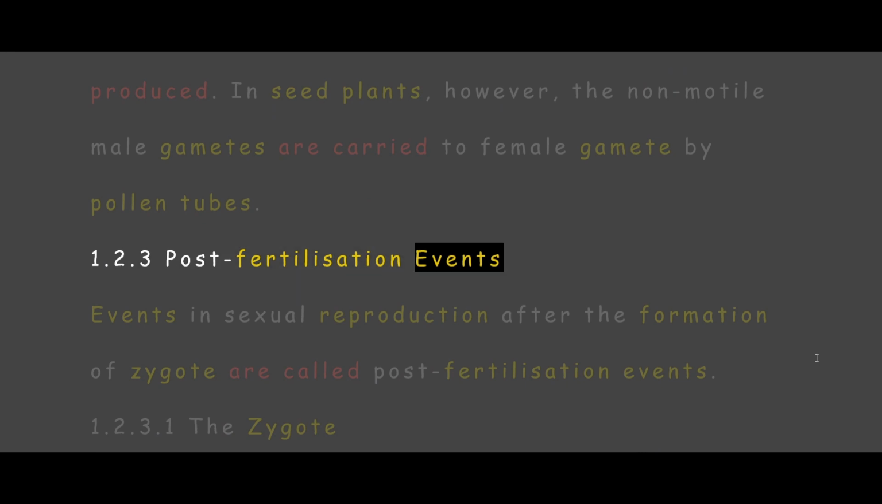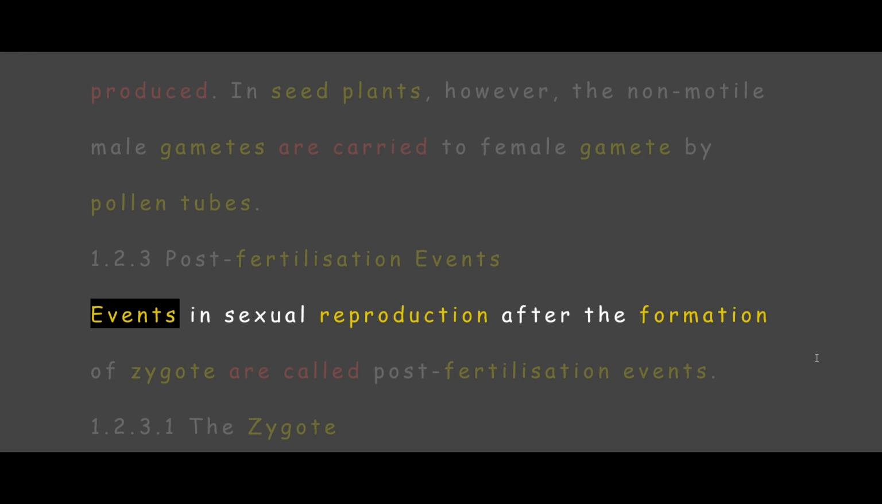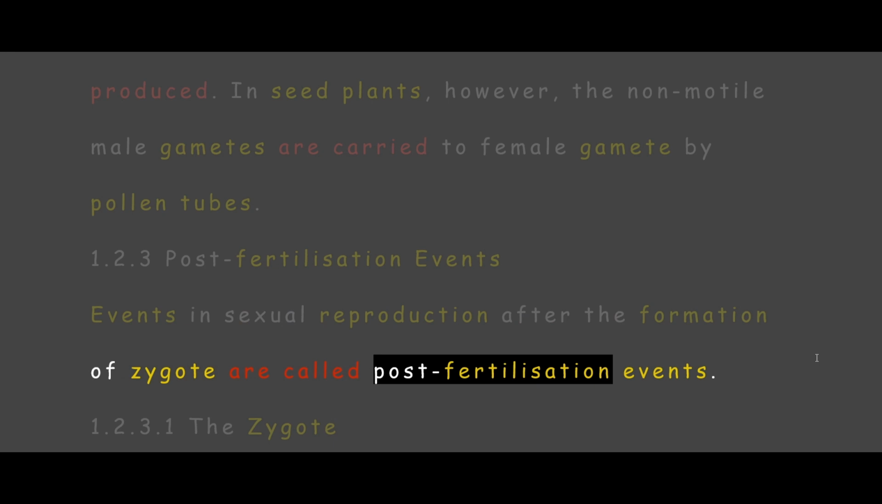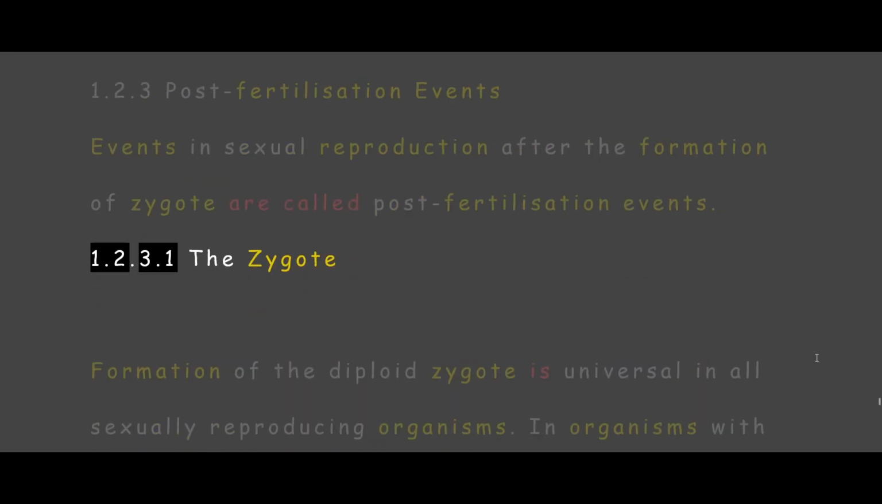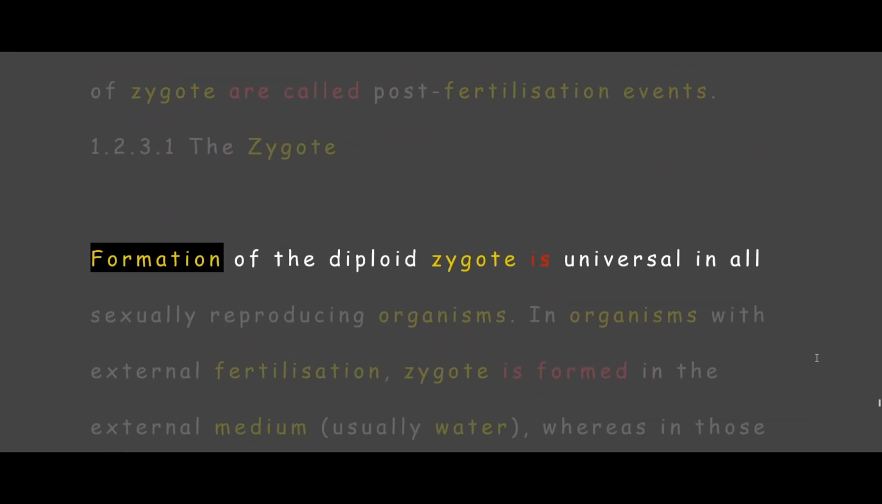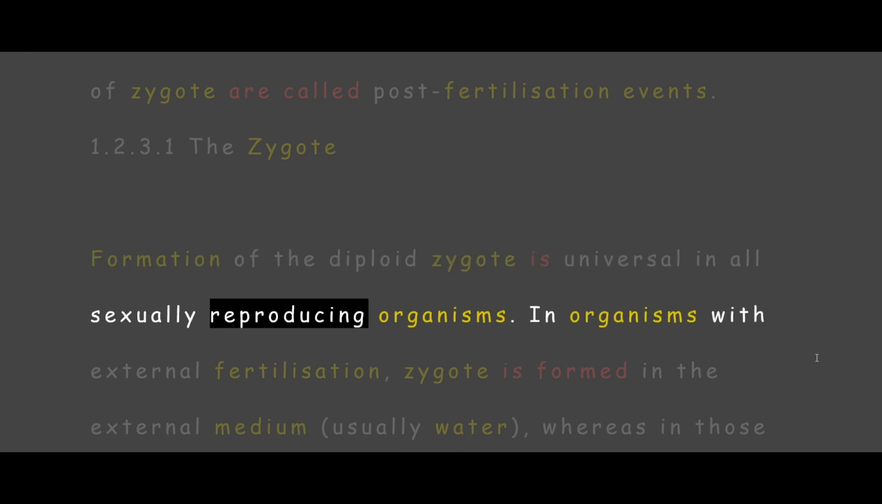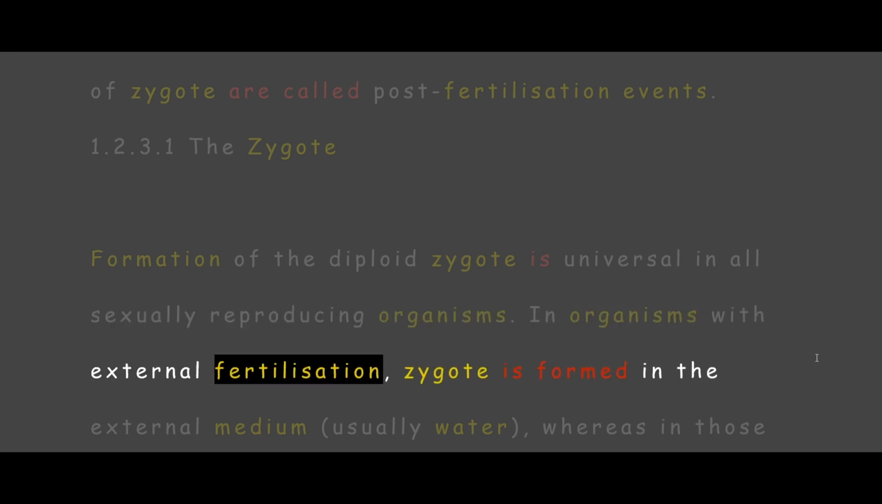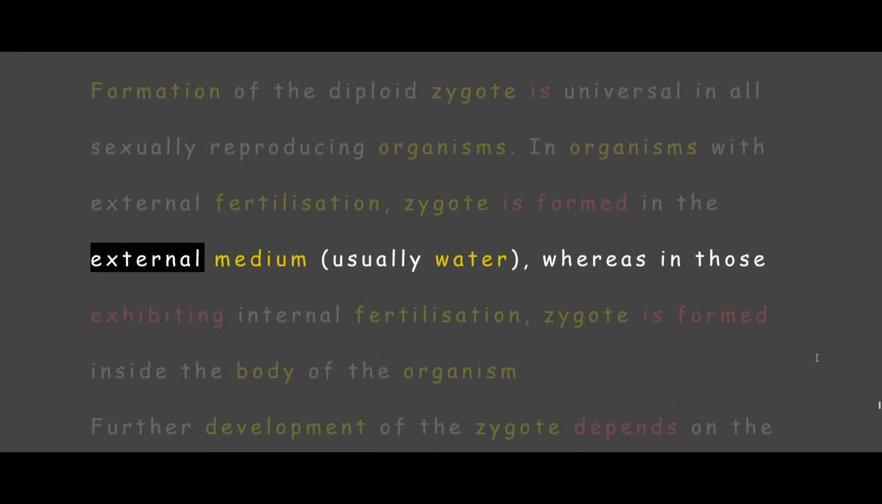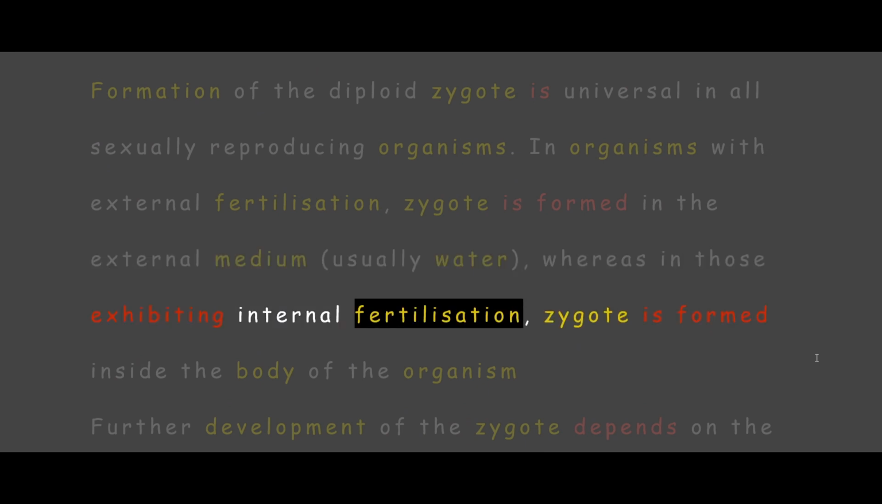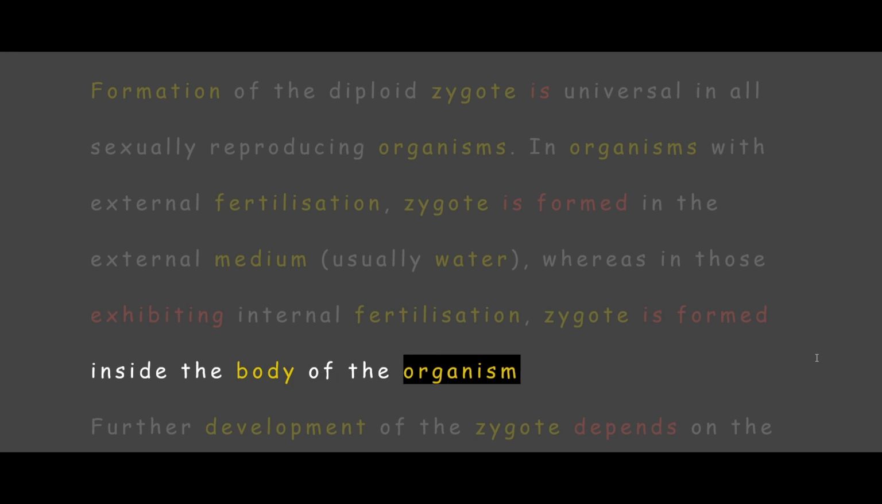1.2.3 Post-fertilization events. Events in sexual reproduction after the formation of zygote are called post-fertilization events. 1.2.3.1 The zygote. Formation of the diploid zygote is universal in all sexually reproducing organisms. In organisms with external fertilization, zygote is formed in the external medium, usually water, whereas in those exhibiting internal fertilization, zygote is formed inside the body of the organism.